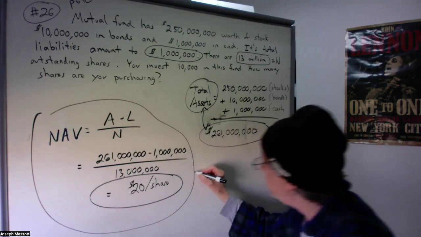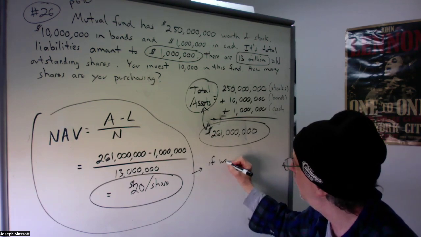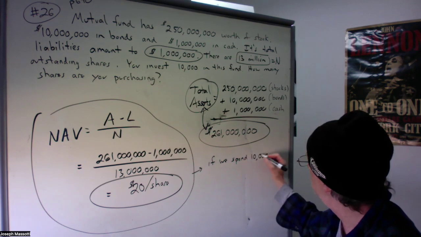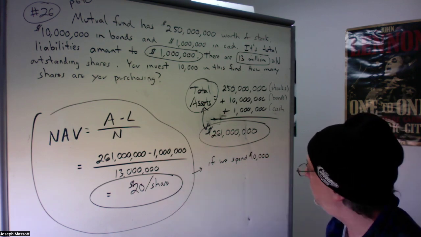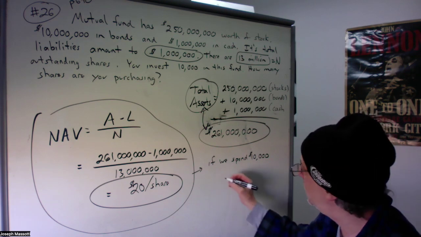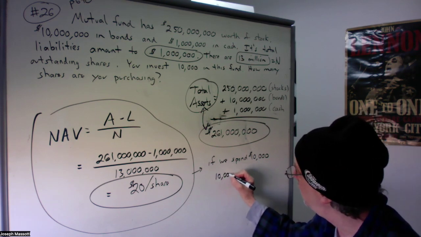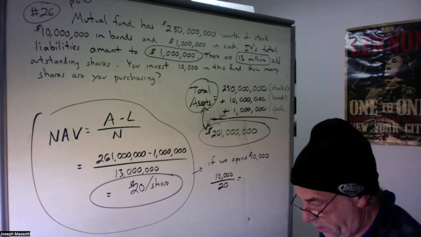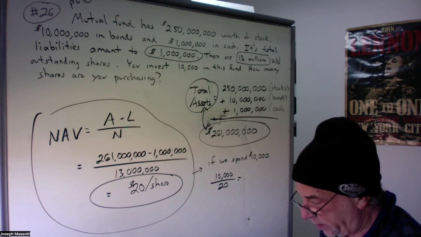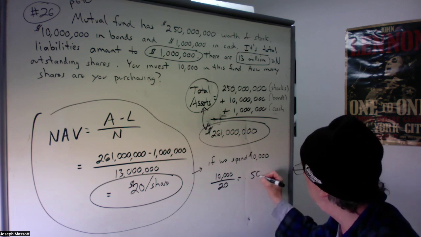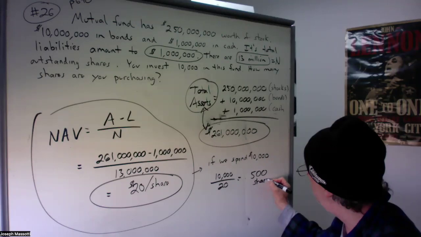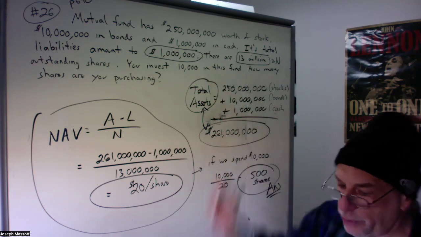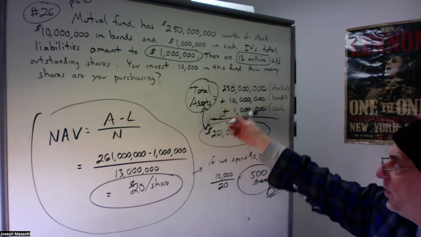All right, if we spend $10,000, well, how many shares can we get for $10,000? Well, 10,000 divided by 20 is going to give us the number of shares of 500. So we can purchase 500 shares of this mutual fund given these circumstances.